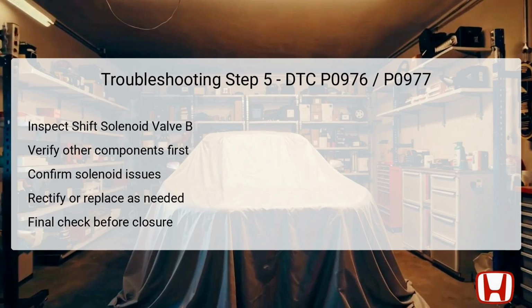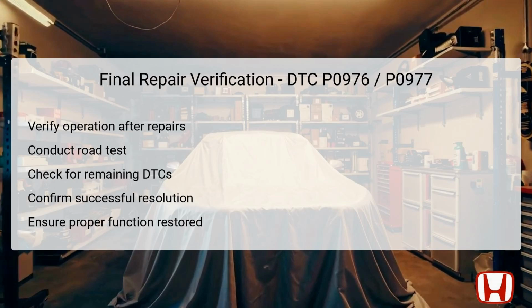Upon addressing the solenoid issues, conducting a final check ensures that the problem has been resolved and that the transmission operates smoothly without any fault codes present. Proper documentation of these findings allows for a reference in case further issues arise in the future. After completing repairs related to DTCs P0976 and P0977, it's essential to conduct a final verification of vehicle operation.